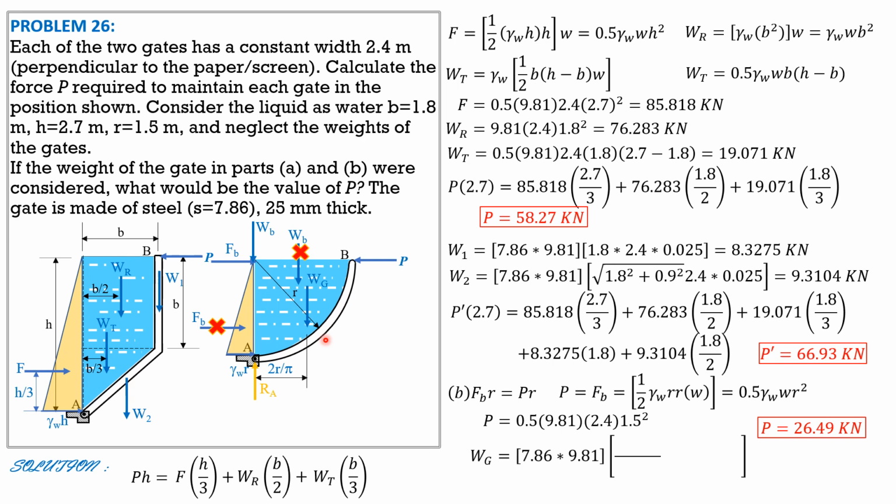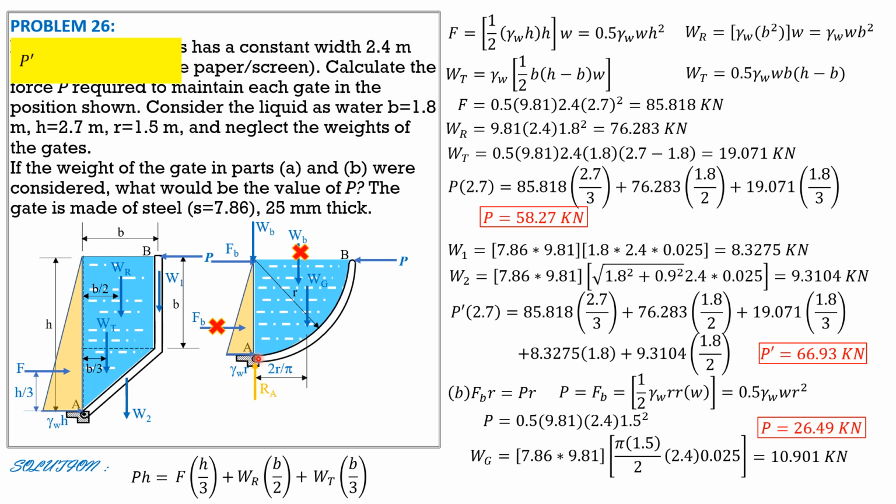So the weight of the gate is 7.86 times 9.81, the specific weight of steel, then the volume is pi r over 2 as mentioned earlier, times width perpendicular to the board 2.4, that's the surface area, times thickness 0.025. So the weight of the gate is 10.901 kilonewtons.